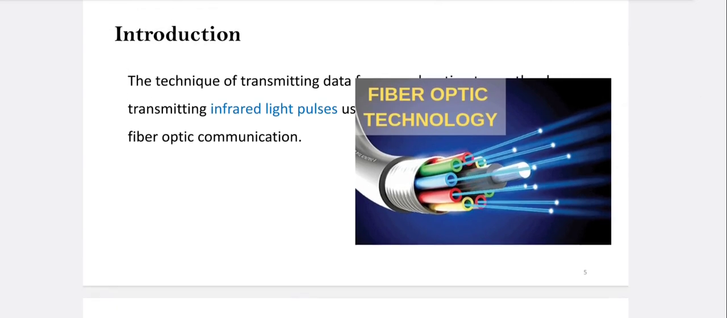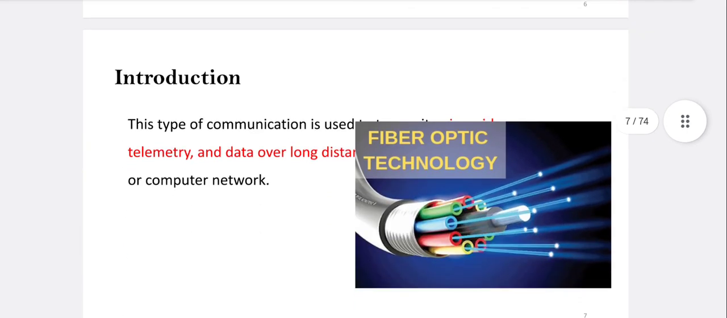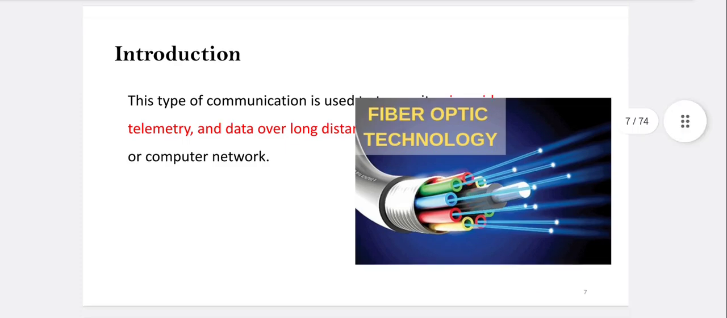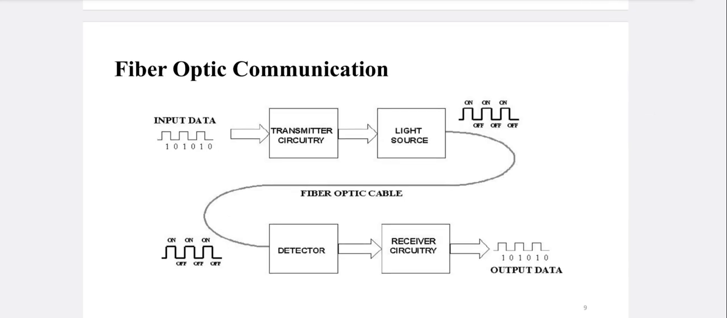We can start with what is meant by fiber optic communication. Fiber optic communication is a method used to send and receive light signals over long distances. This type of communication is mostly used in telemetry, data over long distances, and computer networks. This is a simple diagram representation of fiber optic communication. It consists of the blocks of transmitter and light source, detector and receiver circuits.